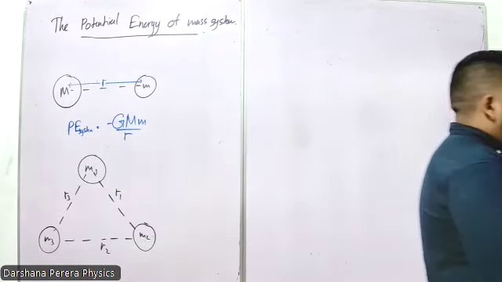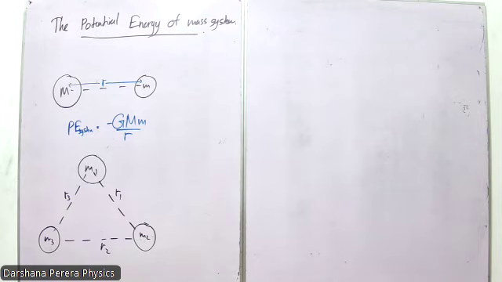Then write down: the total potential energy of the mass system can be taken as the summation of all the potential energy between them. I have to take it separately.